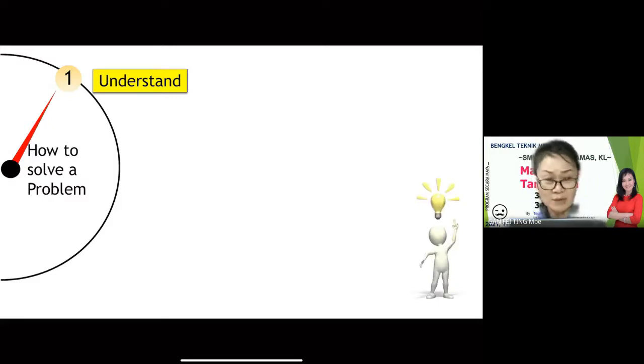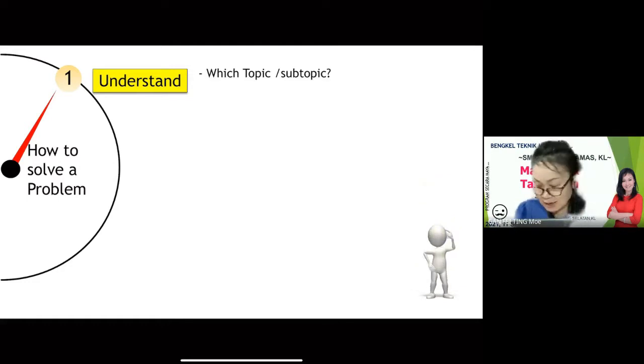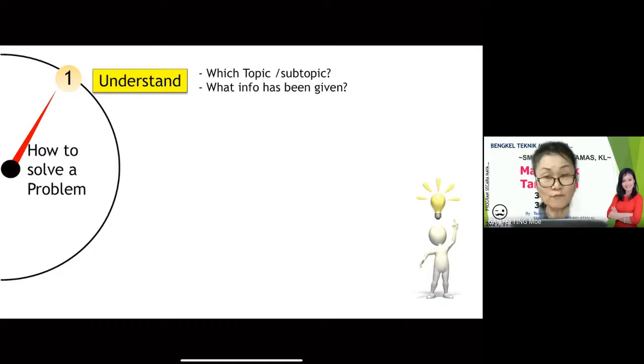What do you need to understand? You need to understand which topic. Try to get the topic. If you can't, especially nowadays with HOTS questions, you can't predict which topic the question comes from. So if you can't get the topic or the subtopic, then you look for the information. What kind of information is given to you? You highlight all the information. And then you highlight what the question asks.